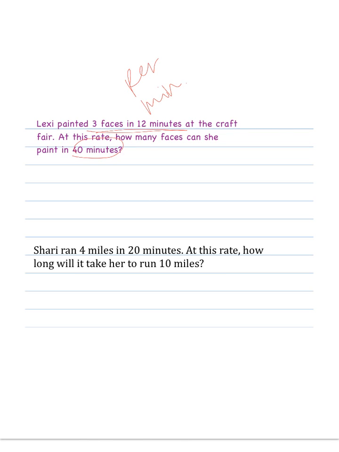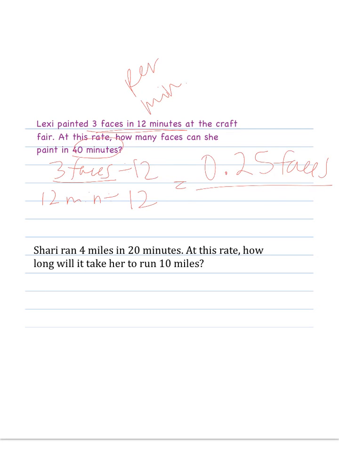So we first start with getting this into a unit rate. The 3 faces in 12 minutes would be 3 faces over 12 minutes. Again, divide both by 12, our denominator. So she can do 25 hundredths of a face per minute. Now that's our unit rate, so that's for 1 minute. We want to know how many she can do in 40 minutes.